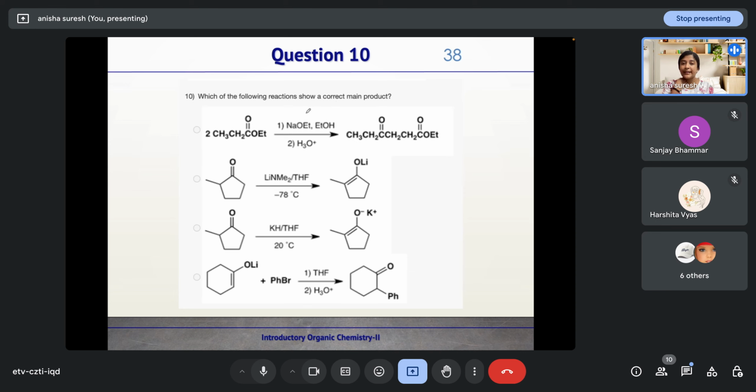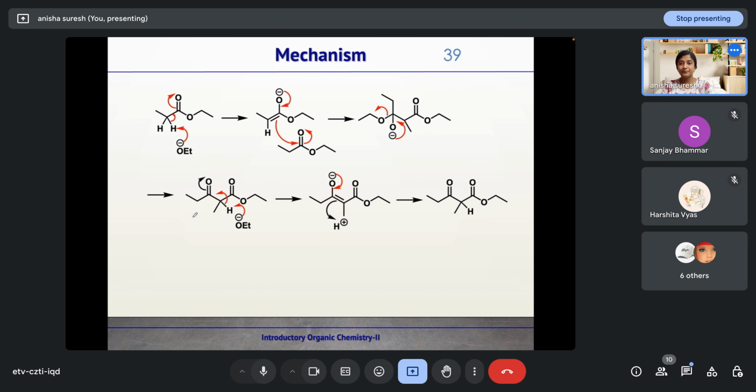Which of the following reactions show a correct main product? So here 4 reactions are given and they have given the product as well, out of which only one reaction is correct. Option C. Option C is the right answer. So we will see the mechanism for all of these reactions.